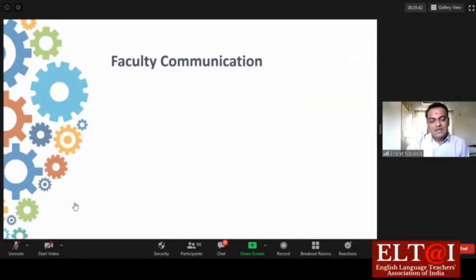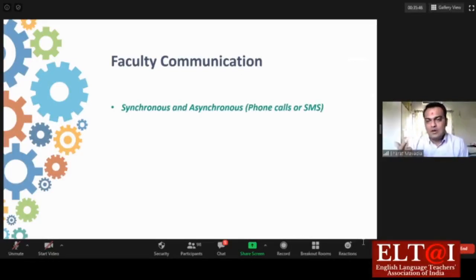Faculty communication is really important. It could happen two ways, synchronous or asynchronous. Synchronous is phone calls. The medium through which we are communicating right now is a synchronous medium. It could also be asynchronous, as we previously did. You filled up the form and you received an email. That is asynchronous communication.